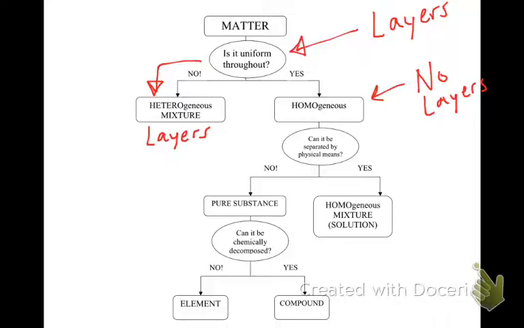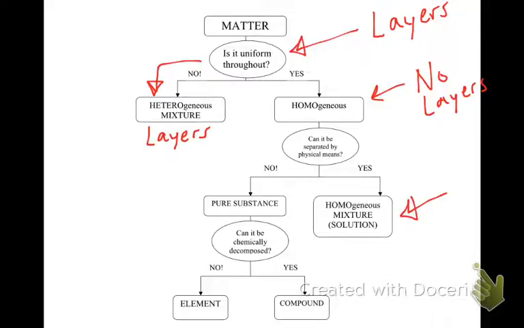Now we can branch off from there. Can it be separated by physical means? Meaning, can we use filter paper, distillation, or evaporation to separate it? If it can be separated by physical means, that means it was combined using physical means, so we are talking about a homogeneous mixture, or a solution. If it cannot be separated by physical means, we're talking about a pure substance, because those substances were combined chemically, if they were combined at all.